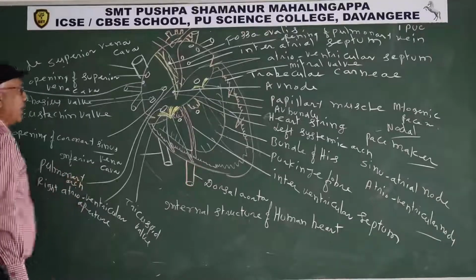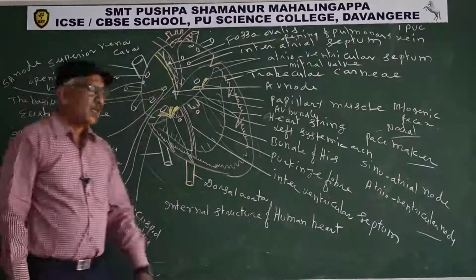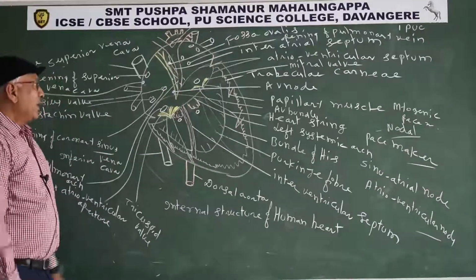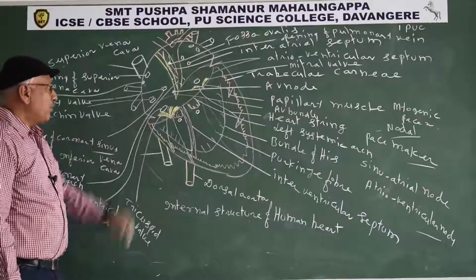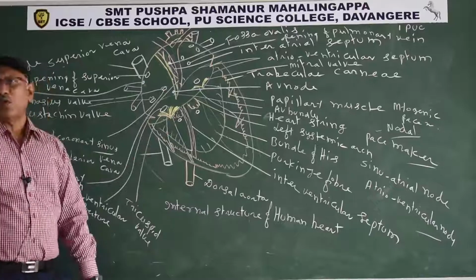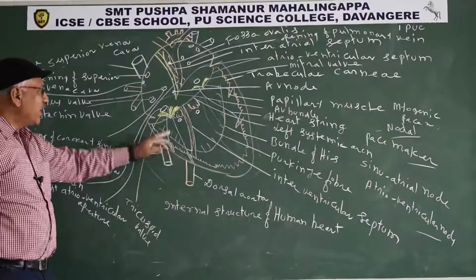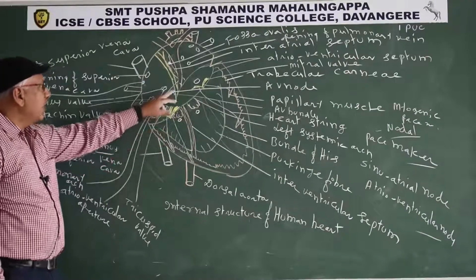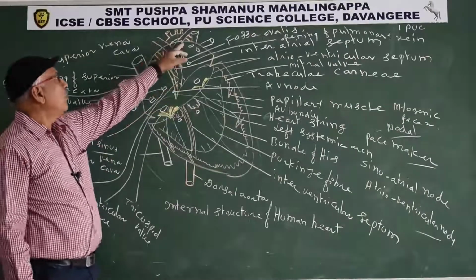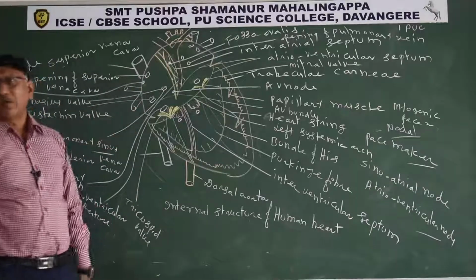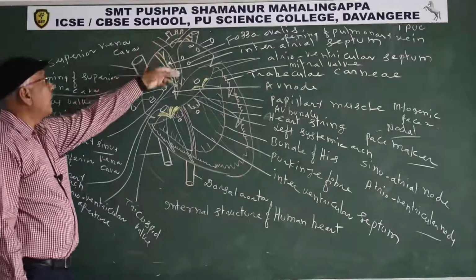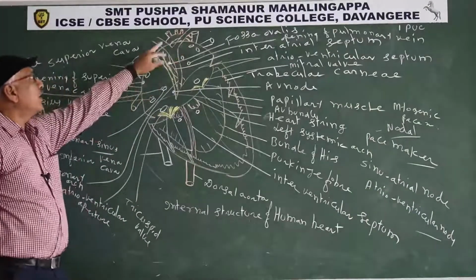Pulmonary arch arises from the anterior left side of the right ventricle. At the base of the pulmonary arch, a semilunar valve is also present. When the ventricles contract, the deoxygenated blood from the right ventricle enters the pulmonary arch. The pulmonary arch divides into two pulmonary arteries: the right pulmonary artery and the left pulmonary artery.